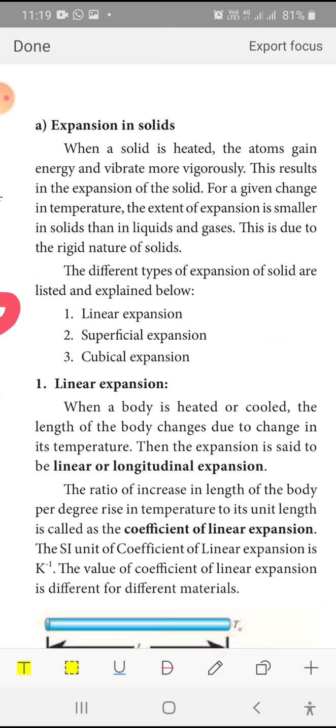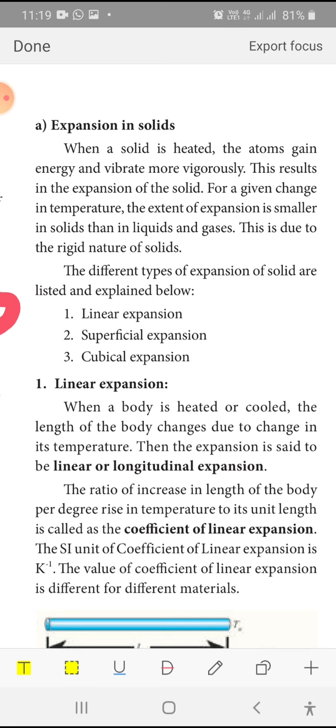What do you mean by linear? Linear means line. A thin rod will expand due to the heating effect. The length of the rod increases because of the given temperature, which is called linear expansion, or longitudinal expansion. When a body is heated or cooled, the length of the body changes due to the change in temperature. This expansion is said to be linear expansion.